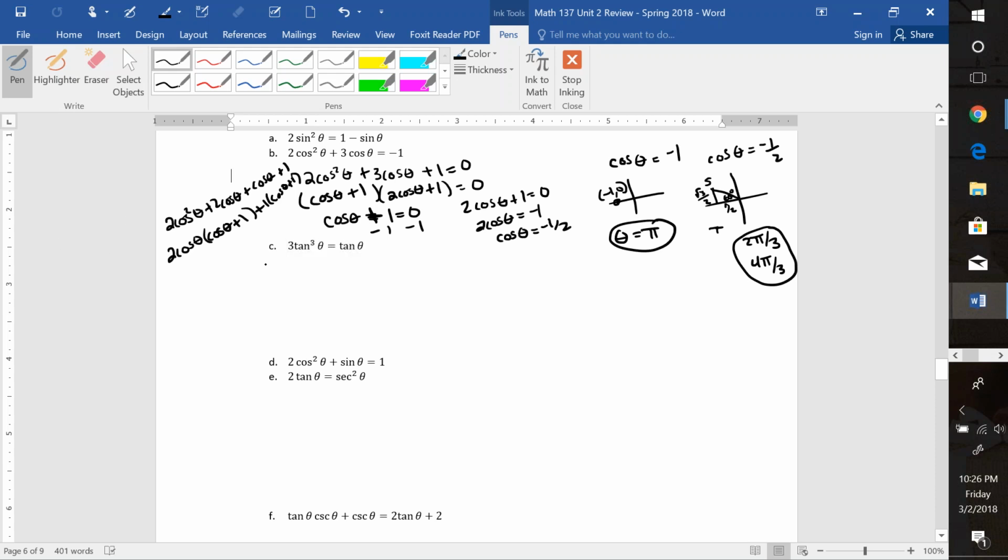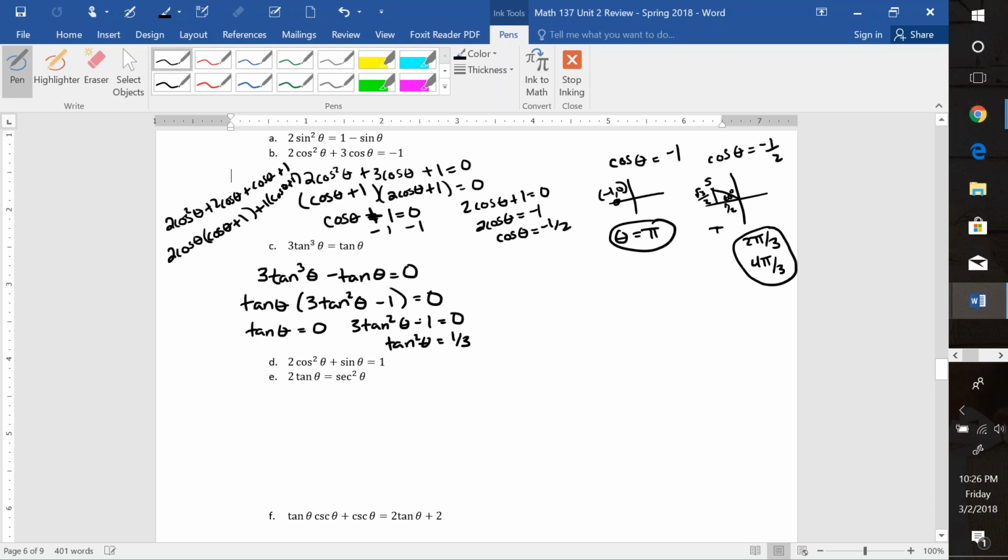For C, I would first start off by subtracting the tangent over to try to get a 0 over there. And then notice that they both have a tan in common, so I would pull out a tan theta. I would still have 3 tan squared theta minus 1. Set each of them equal to 0. So this one will be tan squared theta equals 1/3 because you'd add 1 and divide by 3, and then we would have to take a square root of that.